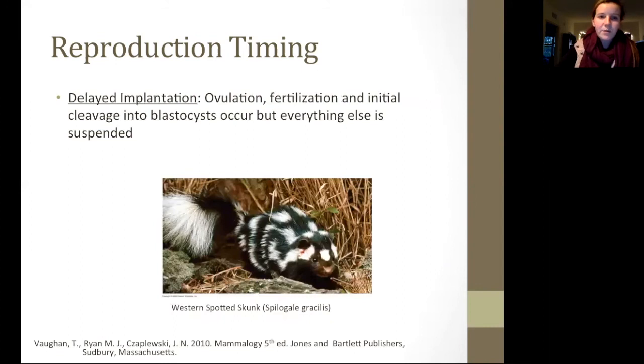With delayed implantation, similar to pausing reproduction, the blastocyst will float freely. So ovulation, fertilization, and that initial cleavage happen, but then the blastocyst forms and everything else is suspended. We see this with the western spotted skunk from North America. The males become fertile in the summer, and then copulation occurs in September. The zygote will undergo typical cleavage, but then it will stop at the blastocyst stage and float freely for about 180 to 200 days. Then the young are born in May. This is also seen in animals like the red kangaroo as well.